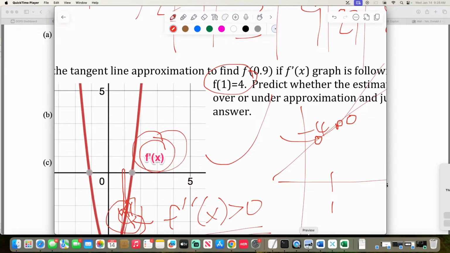Does that make sense? Now, if I have this point here, let's say it's (1, 4), and it's concave up, so the equation of the tangent line is going to be something like this. Now, at 0.9, this is going to be an underapproximation, because due to concavity, if it's concave up, then the tangent line is always an underapproximation. If it's concave down, then the tangent line is always an overestimation. So you have to understand concavity can influence the trapezoid rule and can also influence the equation of the tangent line.